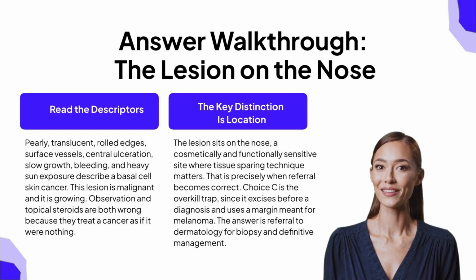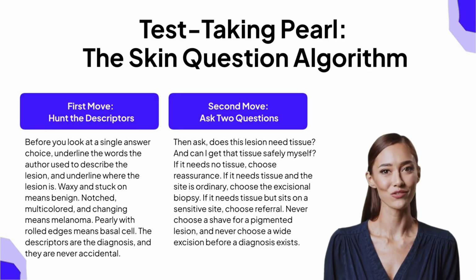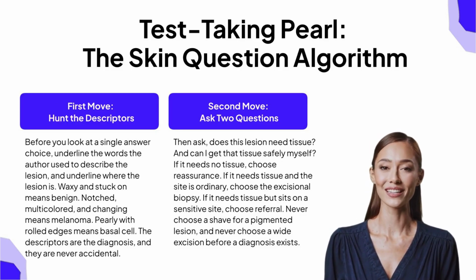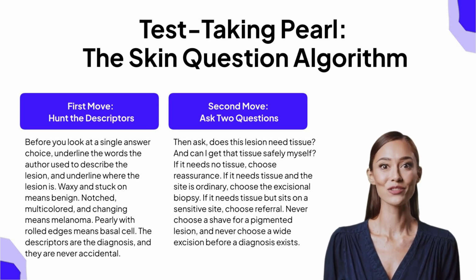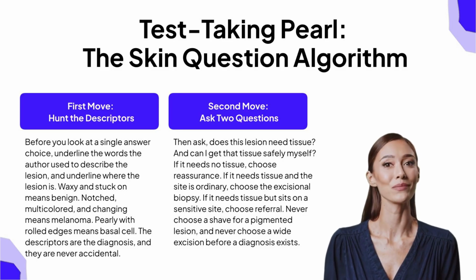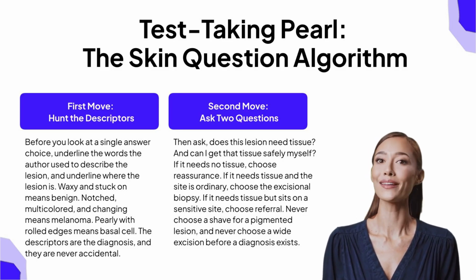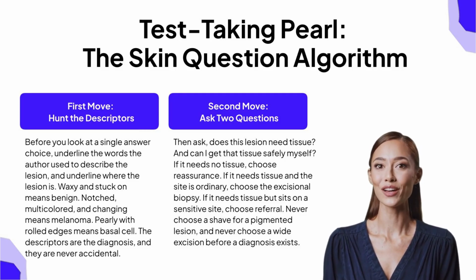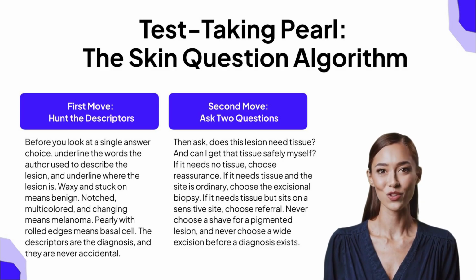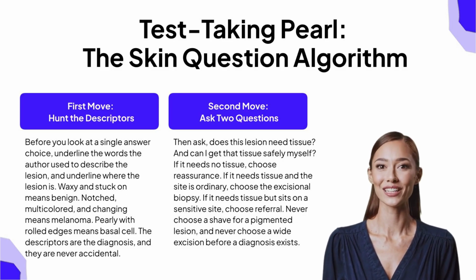The answer is A. Here is the exam day pearl, a 2-move algorithm you can run in under 30 seconds. First move, hunt the descriptors before reading a single answer choice. Waxy, greasy, stuck on, sharp-bordered, unchanged means benign. Asymmetric, notched, multicolored, over 6 millimeters, and above all, changing means melanoma. Pearly, translucent, rolled edges, telangiectasias, and central ulceration in a sun-damaged patient means basal cell. Scaly and rough on the lip, ear, or hand points to squamous cell. Read the adjectives and the location, and the diagnosis is in your hands.